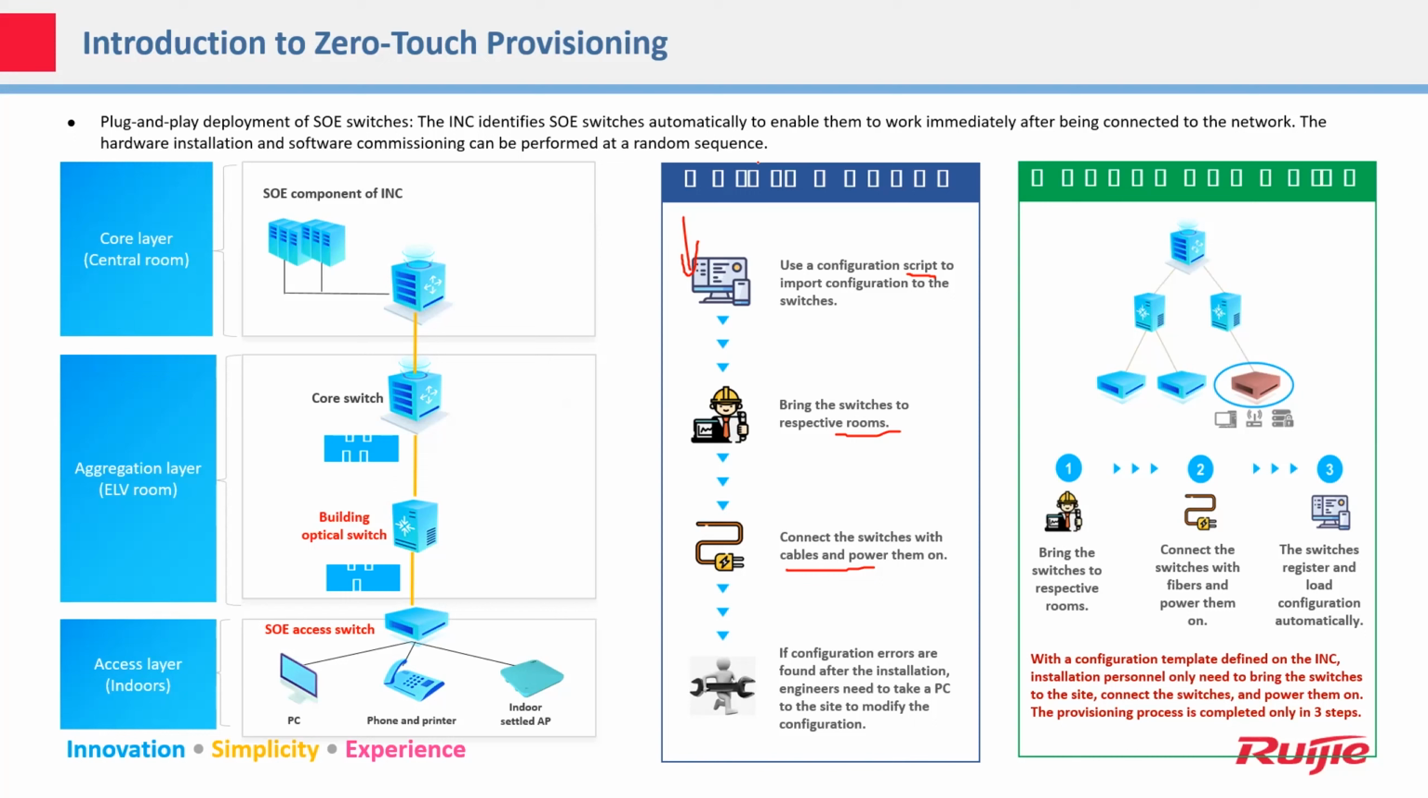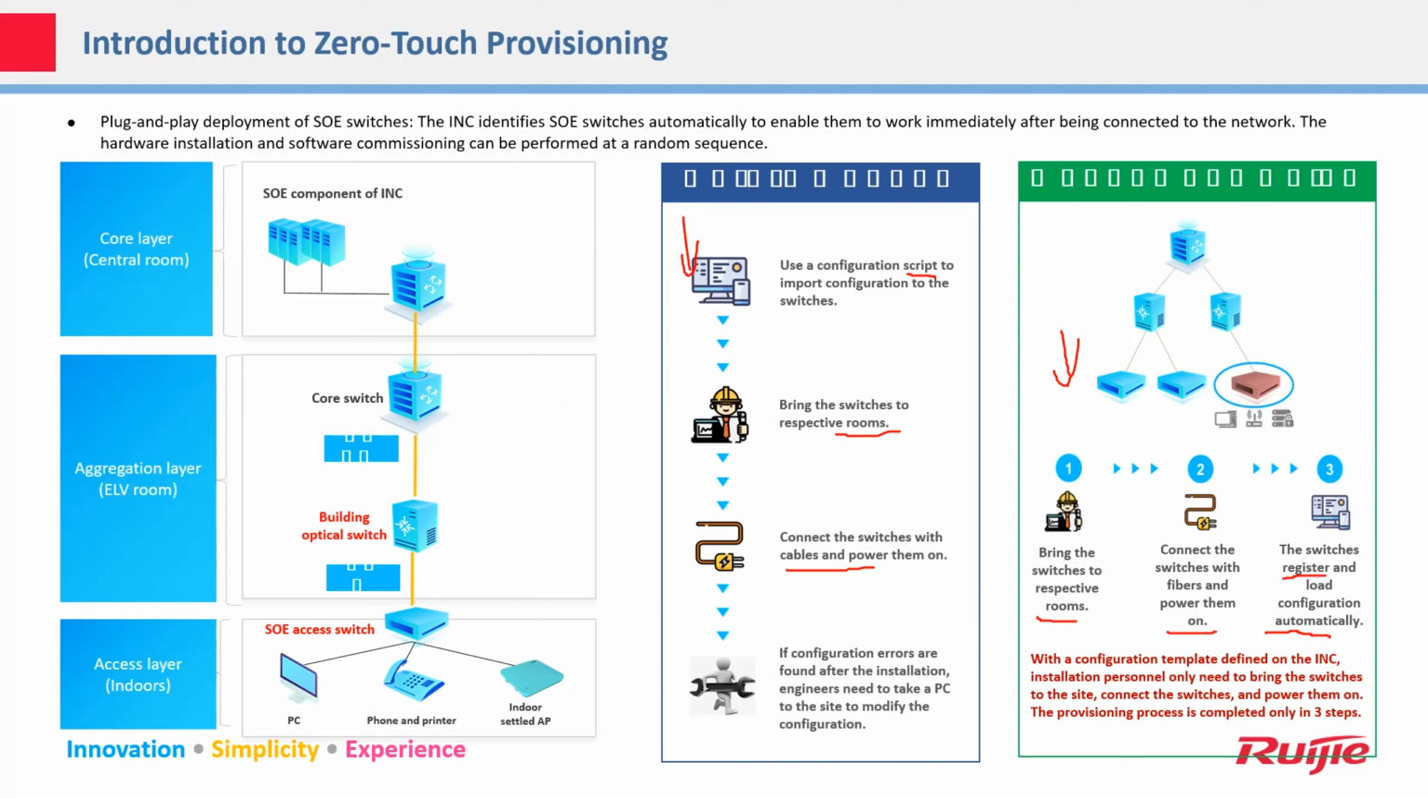But if we use INC, the process is different. Now, in this figure, firstly, bring the switches to the rooms, connect the switches with fibers and power on. Switches will register and load configuration automatically. It means you don't need to configure the devices one by one anymore. They will register. Register to what? To the INC.